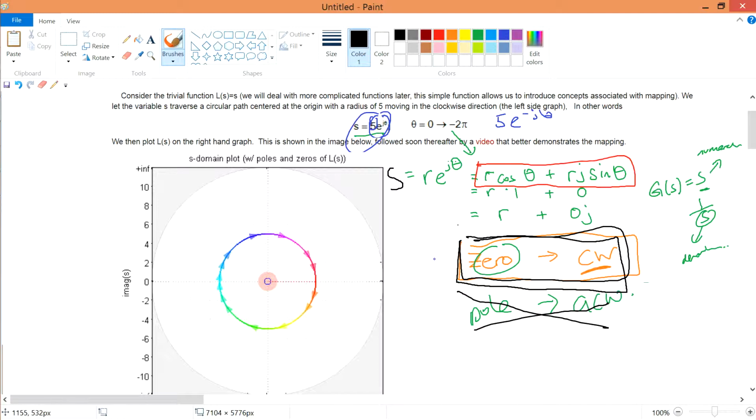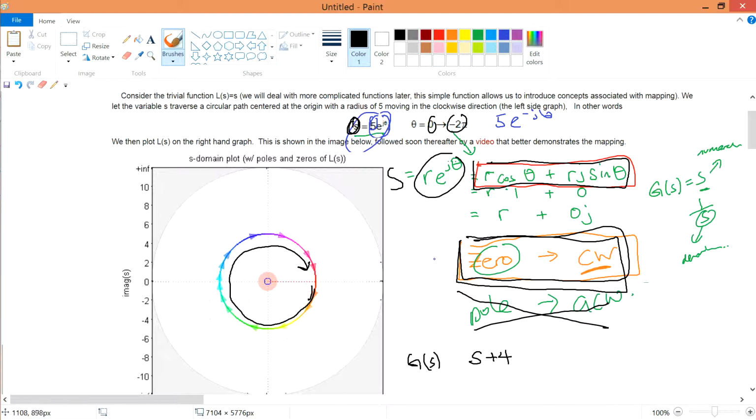Let's continue from the previous video, but in a deeper way, such that we know that this s value can be re-represented in Euler's formula as r cosine theta plus rj sine theta, right? And we know that we can plot all the interval from 0 to minus 2 pi, going in the clockwise direction. Correct? Now, what if we have s plus 4? This transfer function now is s plus 4.